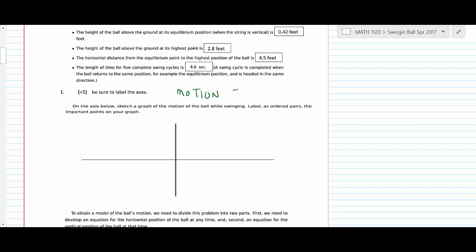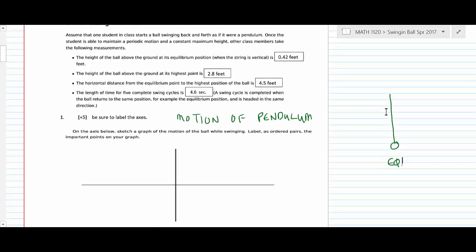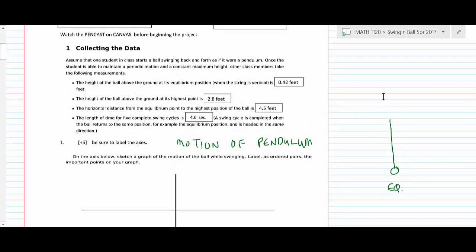All that's doing is showing the motion of the pendulum. If you read the problem, it starts there. That's called the equilibrium position. Then it's going to swing, and I can't remember if it swings to the left or to the right. I think it's supposed to swing to the right because I want a sine wave to come out at a certain point. So it does that, and that will be your second point in the cycle.